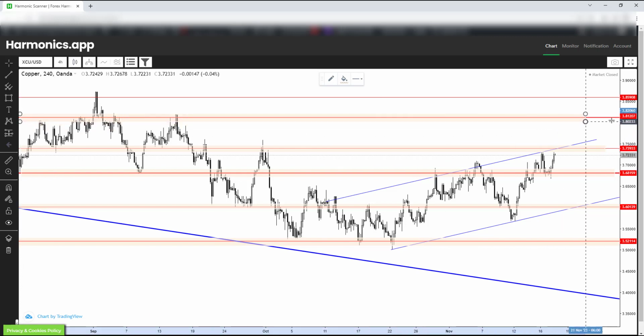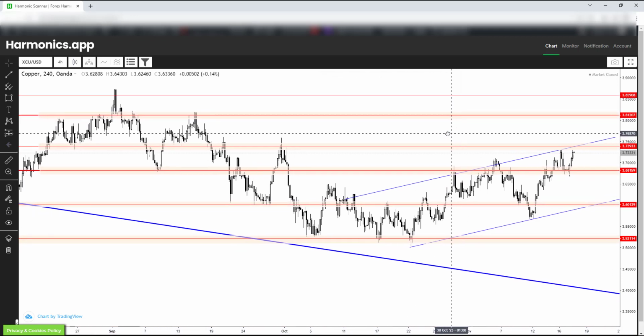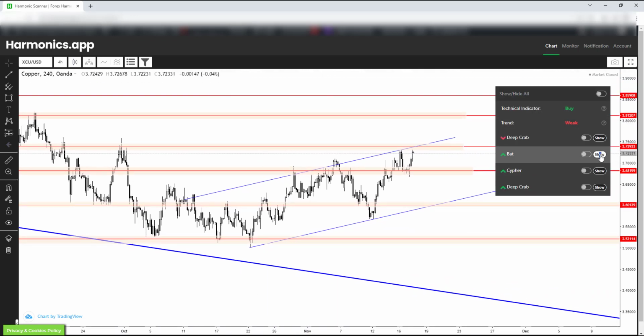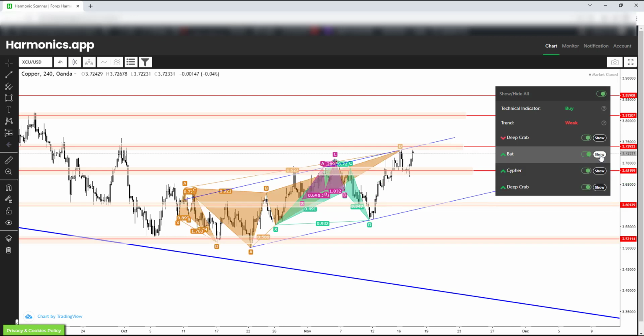Let's make this one here. Okay, this one is also visible here, and this one is also okay here. For now, I think this will be enough. Let's activate this bat pattern. This is the one.